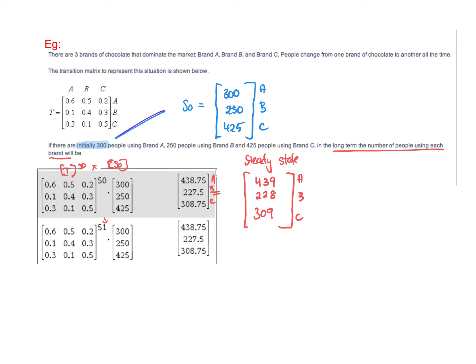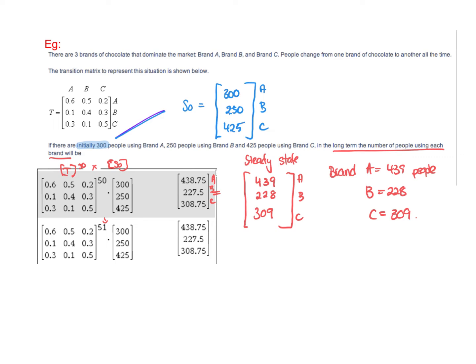If you look there, it says how many people in the long term are using each brand. So you need to make a statement. So brand A, 439 people, B equals 228, and C equals 309.